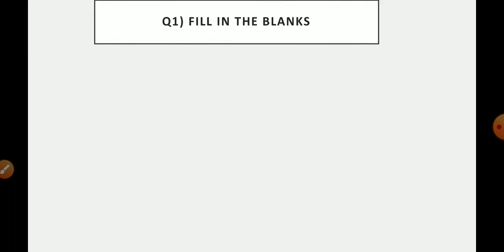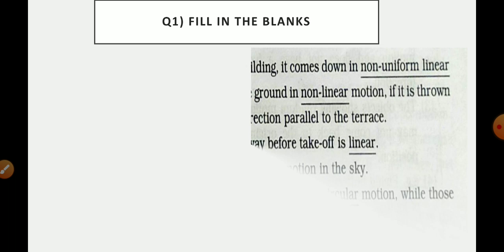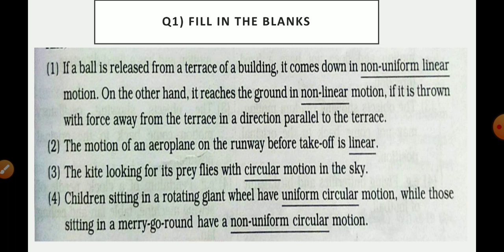Now we are going to write the question answers, that is notes, in our workbook. Fill in the blanks. First one, if a ball is released from the terrace of a building, it comes down in non-uniform linear motion. On the other hand, it reaches the ground in non-linear motion. Underlined words are the answers of the fill-up. So directly you can copy down the answers in the workbook.